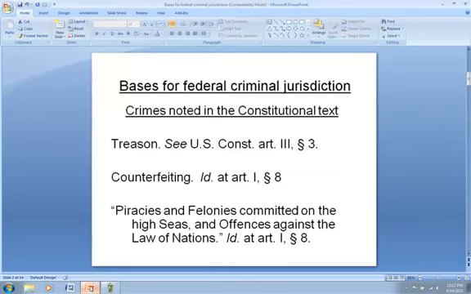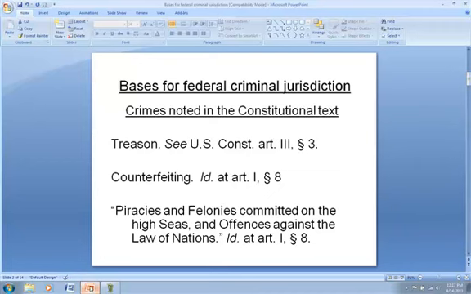Similarly, counterfeiting. Congress had the power to print money under the U.S. Constitution. So money is a federal interest, not a state interest. And so again, counterfeiting is appropriately prosecuted at the federal level.